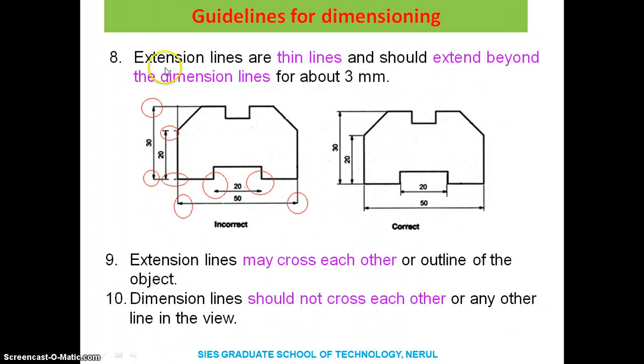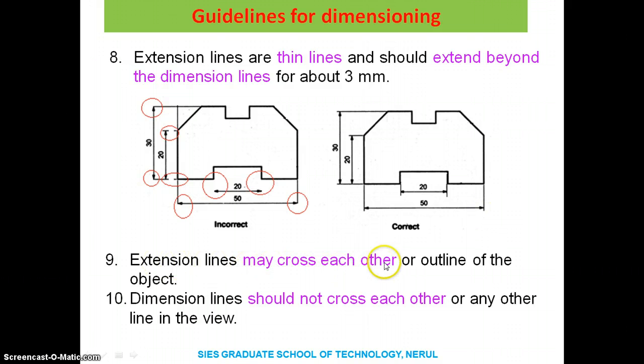Another guideline is extension lines are thin lines and should extend beyond the dimension lines. Here you can see the extension line is terminated at the dimension line. It should not be the case, it should extend beyond the dimension line. And again, there is no fixed rule for what length it should extend, but generally it should extend about 3 mm beyond the dimension line.